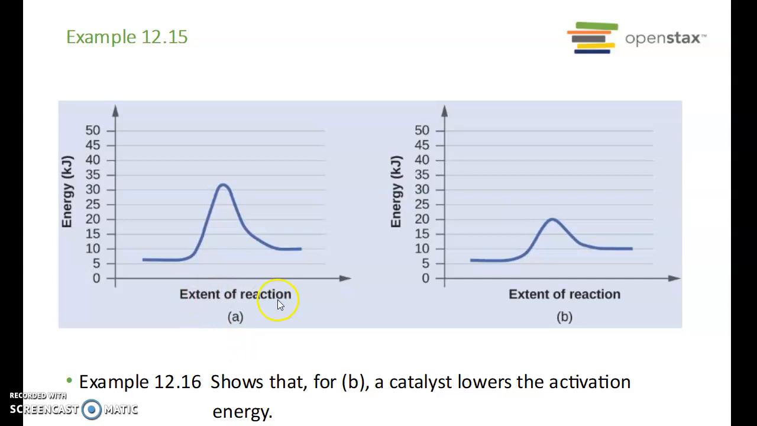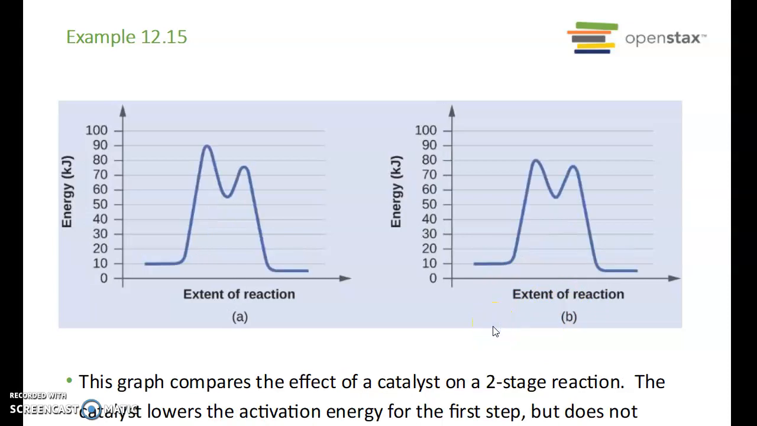This right here shows two different catalysts or two different systems. Here is your extent of reaction for the first one, and you can see how high the energy value for this complex is. Here's your extent of reaction here, and you can see how much lower this is. This is only at 20 kilojoules, whereas here it was over about 31 kilojoules. So catalyst B in this situation is going to give you a lower activation energy and be a much better process for carrying that out.